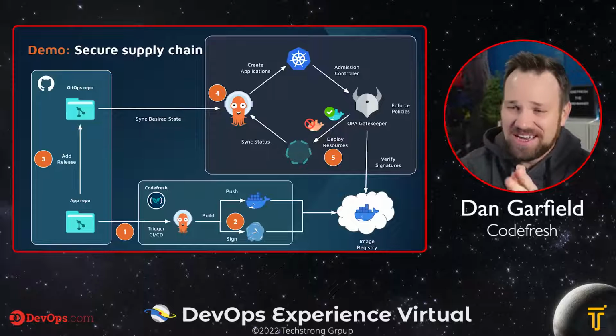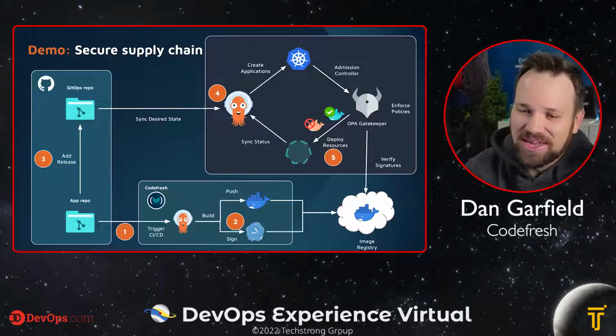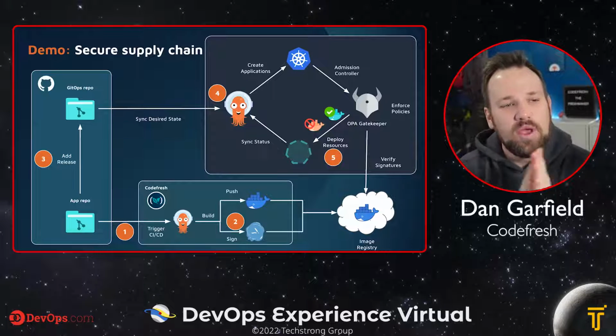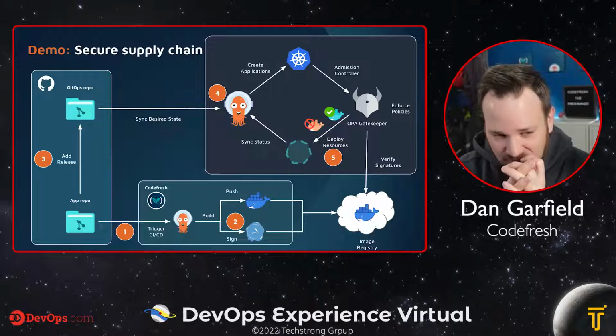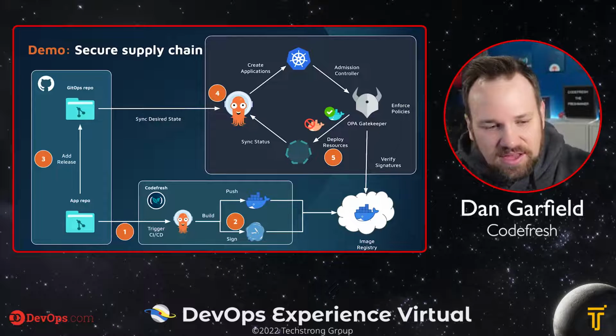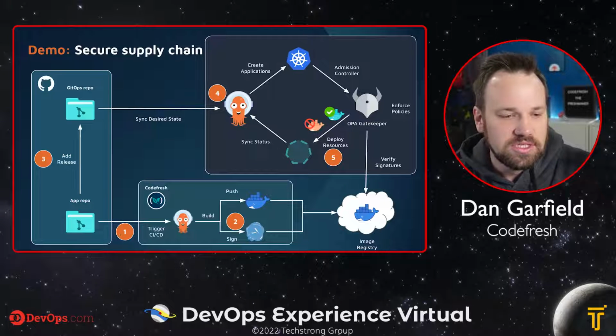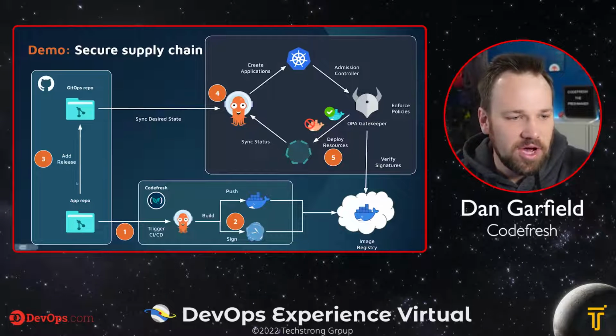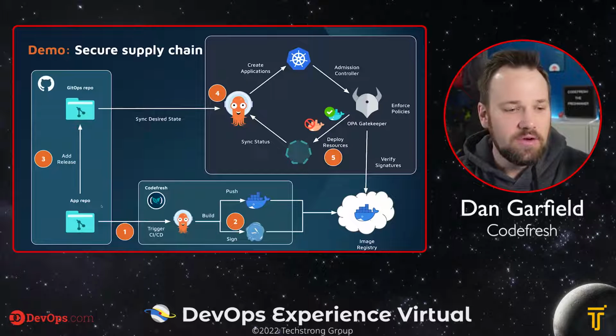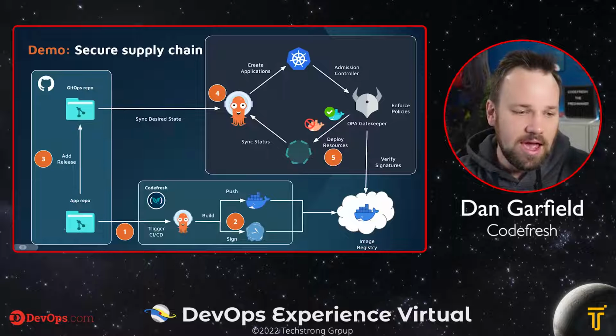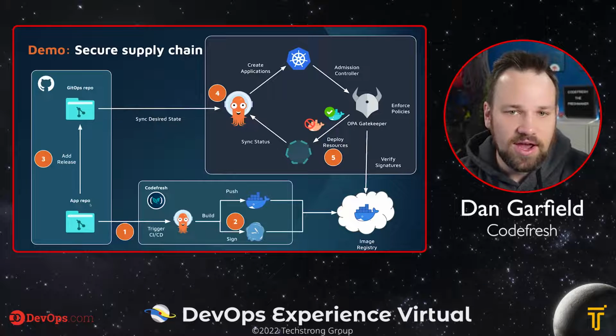So now that you understand how OPA policy gatekeeper is working and it's enforcing policies, what we want to do is go through a process. And this is what the entire process would look like. And we can trigger all of this. So starting with, we've got two repositories over here. We've got a GitOps repo. That's the one I just showed you. And then we have an app repo. The app repo is where we define our application.